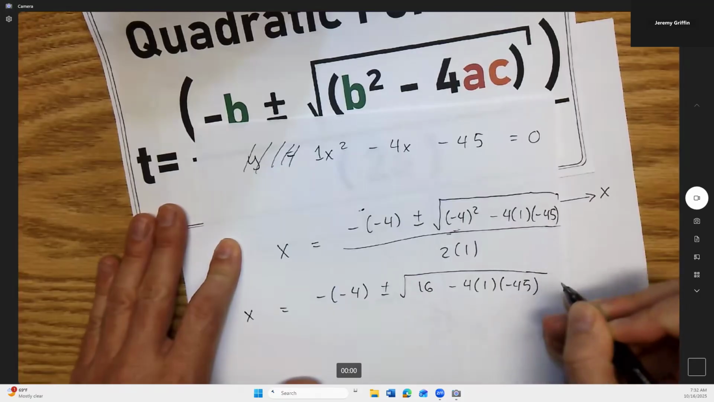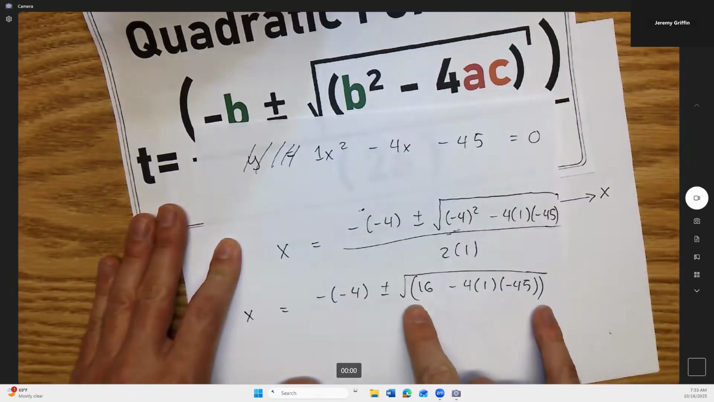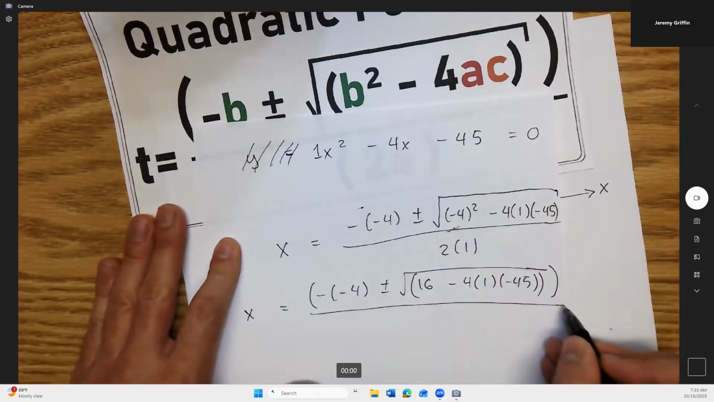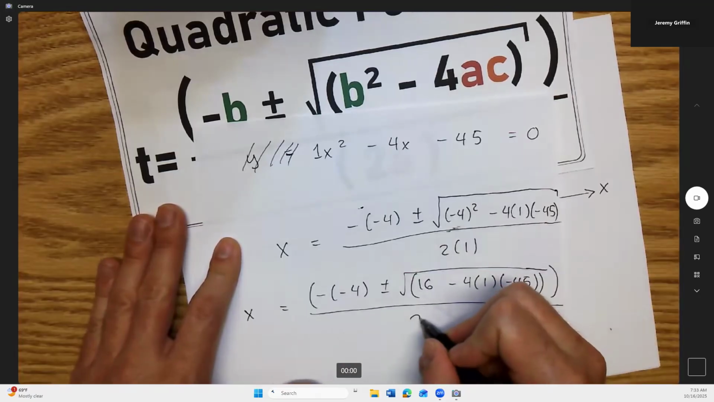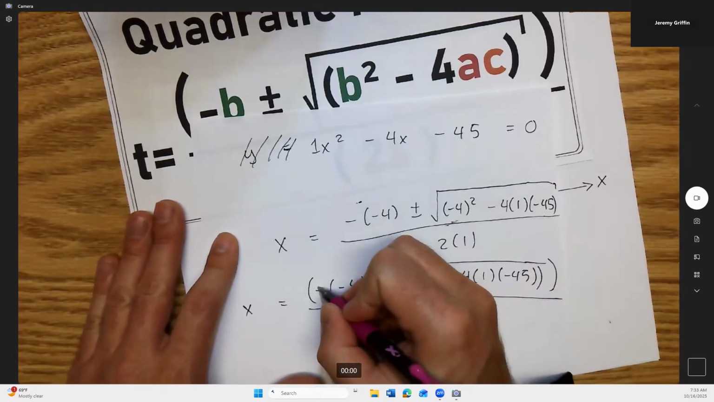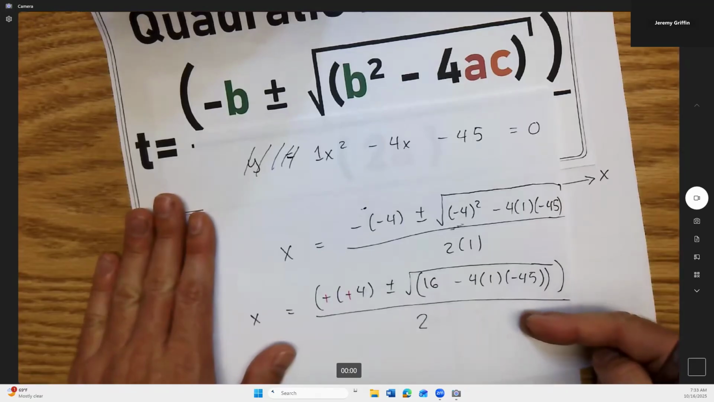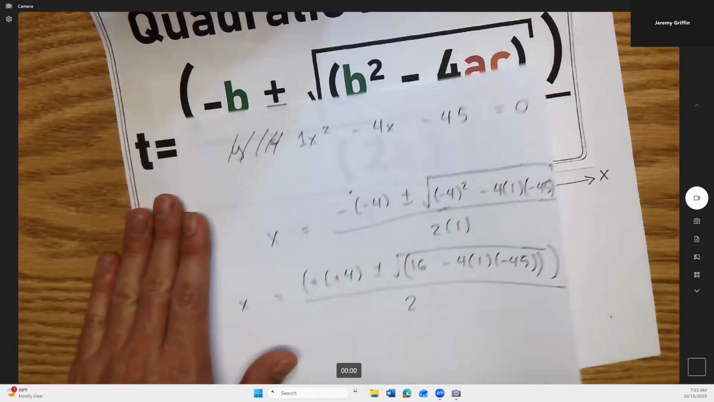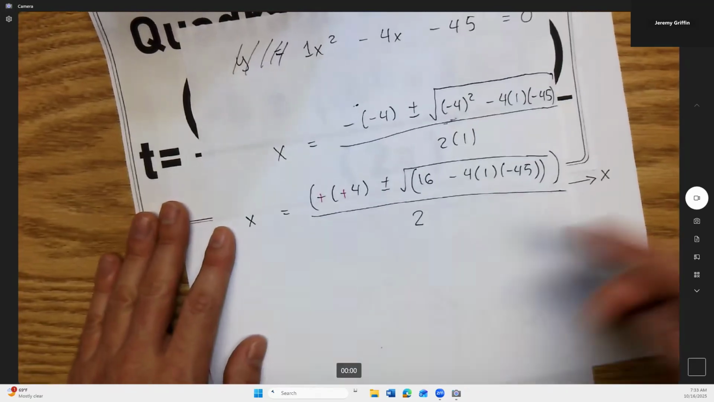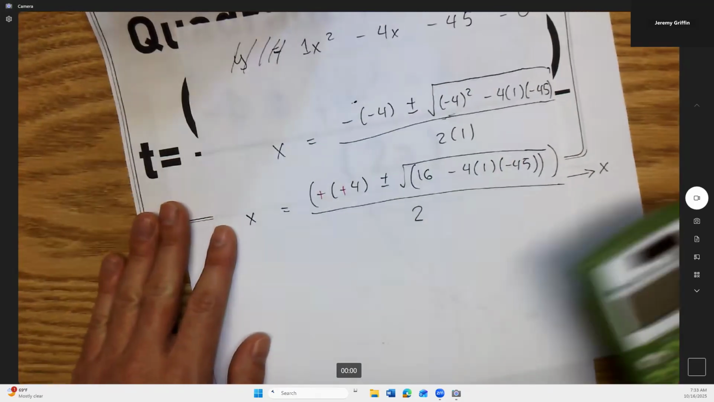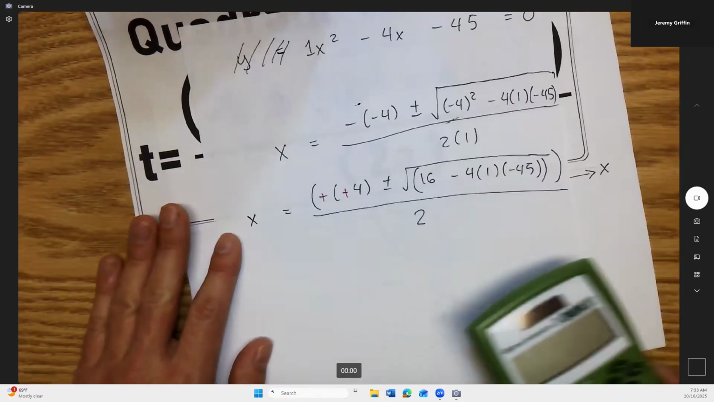Now, in your calculator, make sure to group everything under the radical in parentheses and also group together the numerator in parentheses. That's why I wanted to rewrite that so I could fit in these extra parentheses here. These negatives cancel. So now we're on our way to solving this. I can solve this out by hand, but if you need to plug this in a calculator, you can totally do that.